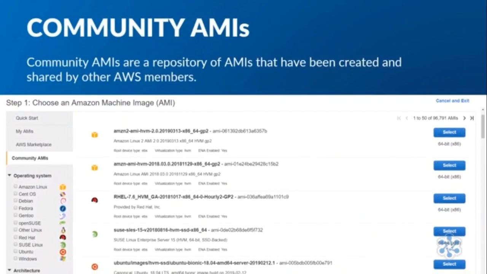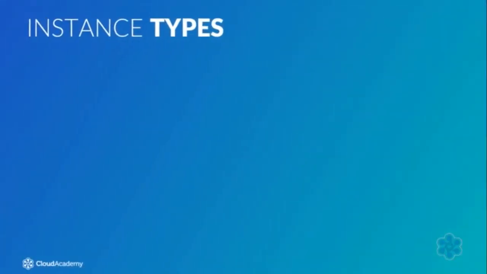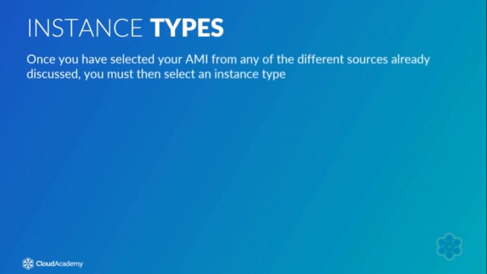Lastly, community AMIs also exist, which are a repository of AMIs that have been created and shared by other AWS members. Let's now take a look at instance types. Once you have selected your AMI from any of the different sources already discussed, you must then select an instance type. An instance type simply defines the size of the instance based on a number of different parameters.